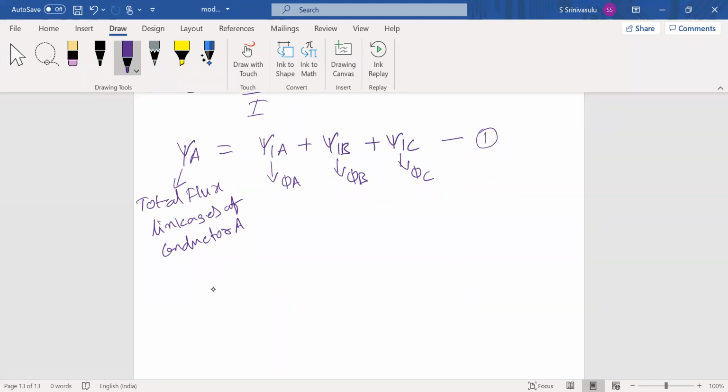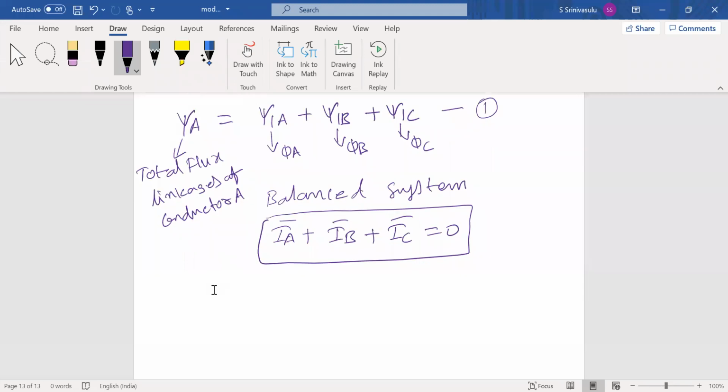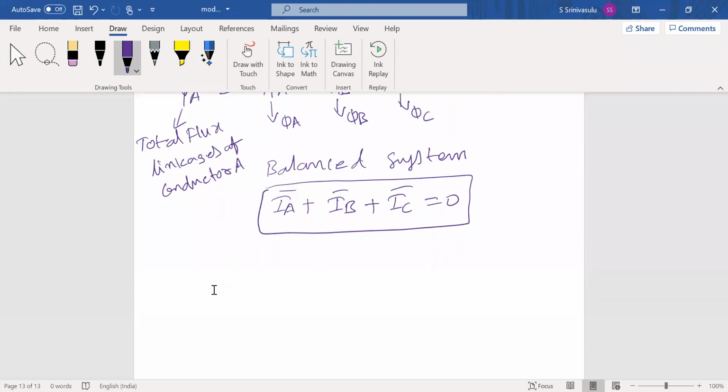First we know that it is a balanced current. My system is a balanced system in three phase. The vector sum of all currents, IA bar plus IB bar plus IC bar, equals 0. This is one condition. When the system is balanced, the sum of all currents is zero. Here it is an AC system, so the sum is nothing but the vector sum. When the system is balanced, IA plus IB plus IC equals 0.